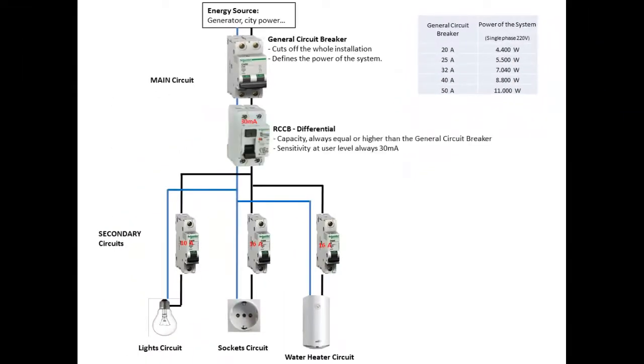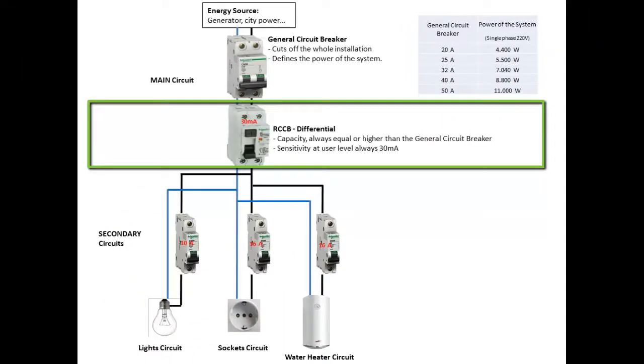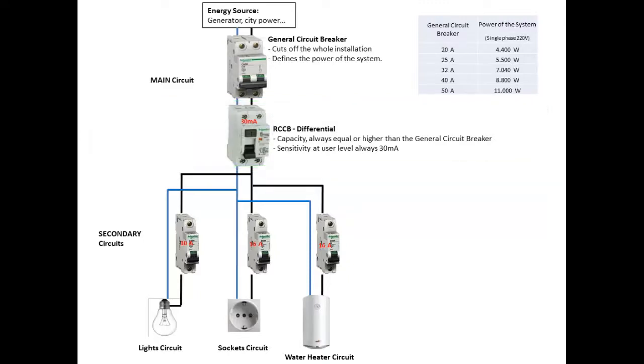Second, install an RCCB in the main circuit. The sensitivity of the RCCB at user level should always be 30 milliamperes, and the capacity has to be always equal or higher than the capacity of the general circuit breaker. So, for a 25 amperes general breaker, we will choose an RCCB of 40 amperes and a sensitivity of 30 milliamperes. Remember to press regularly the test button and to check that after pressing it the whole installation is off.